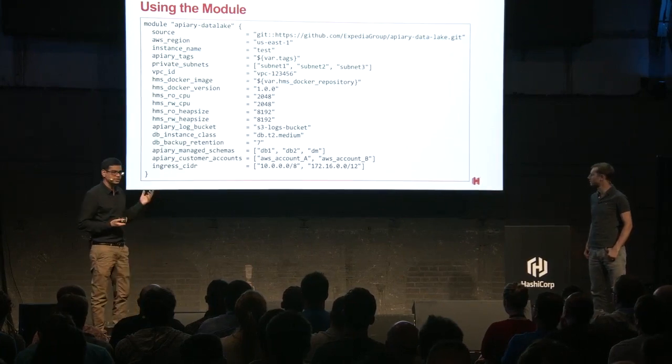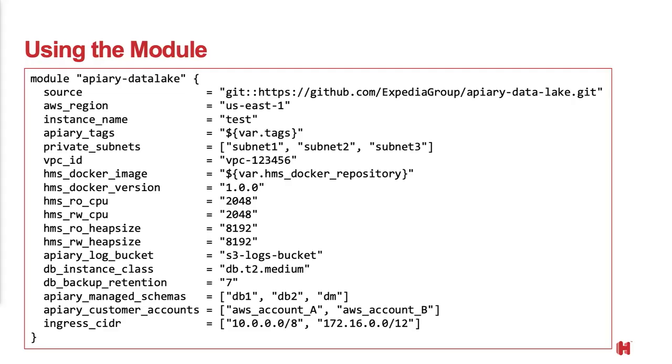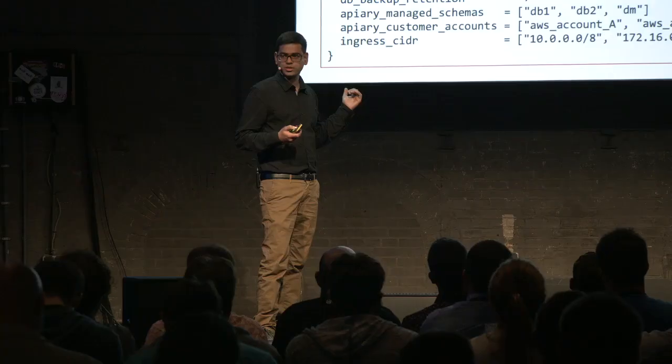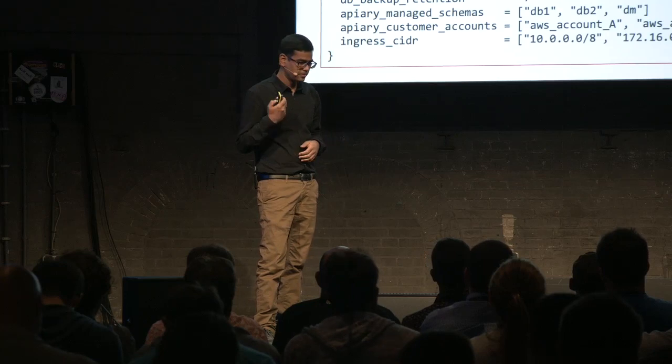So the code becomes really simple. We just source the Terraform module called apiary-data-lake, which is available on our Expedia Group GitHub. Pass some basic AWS parameters, some data lake related parameters, container size, and so on. And then it gives you the whole data lake which we saw in the previous architecture diagram.